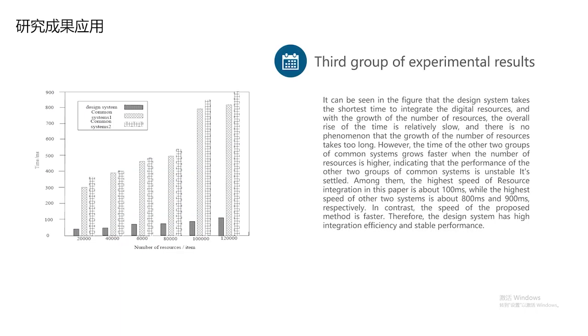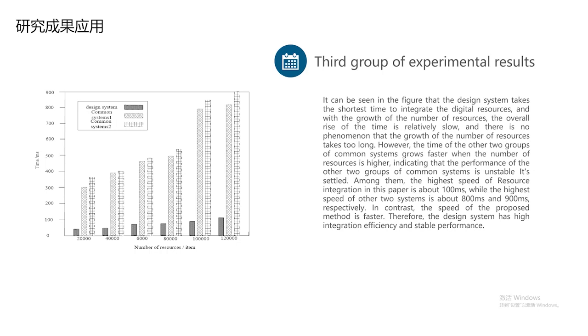From this figure, we can see that the designed system takes the shortest time to integrate the digital resources, and with the growth of the number of resources, the overall rise of the time is relatively slow, and there is no phenomenon that the growth of the number of resources takes too long. However, the time of the other two groups of common systems grows faster when the number of resources is higher, indicating that the performance of the other two groups of common systems is unstable.